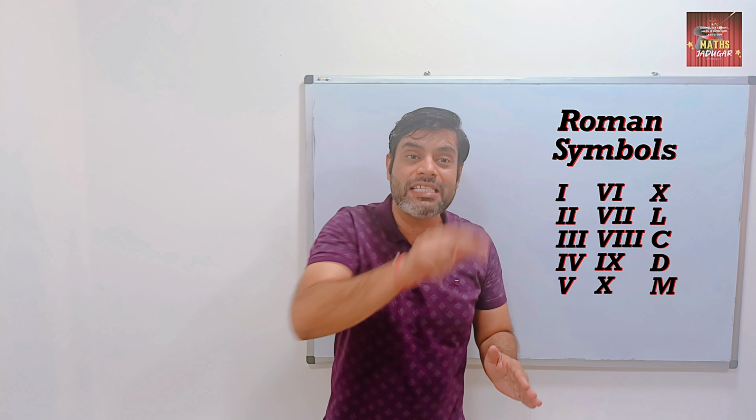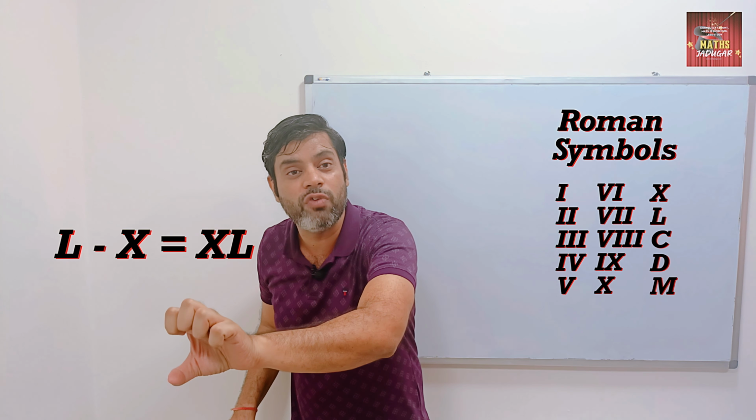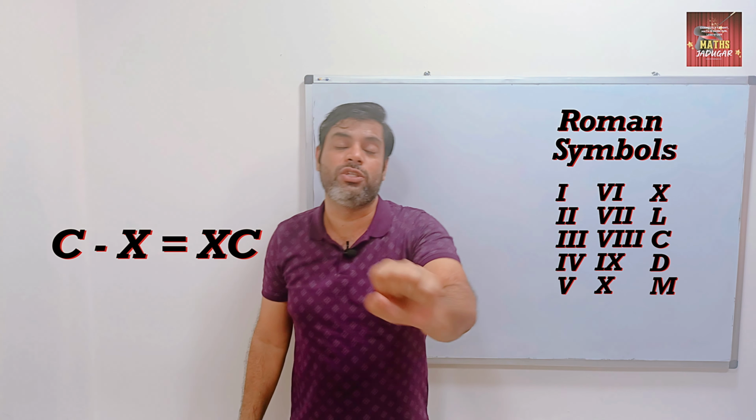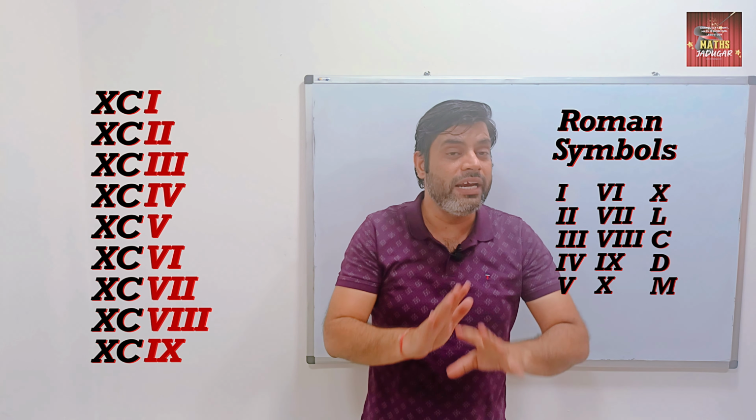For 40, it is XL. XC is 10 subtracted from which number? 100. So that is 90. Write 90. 1 to 9, 99, clear.